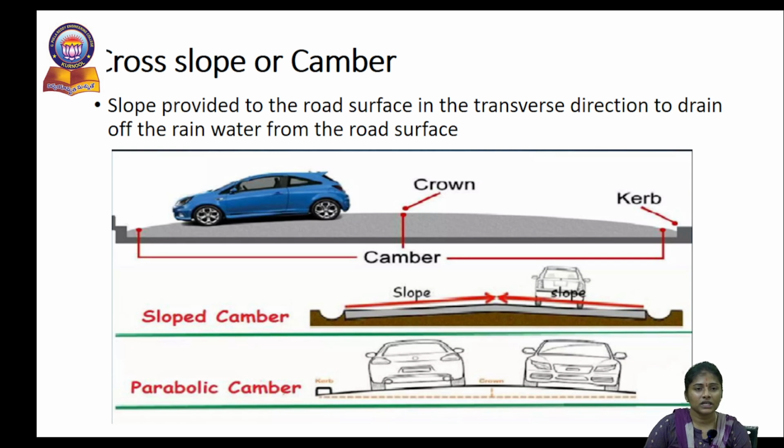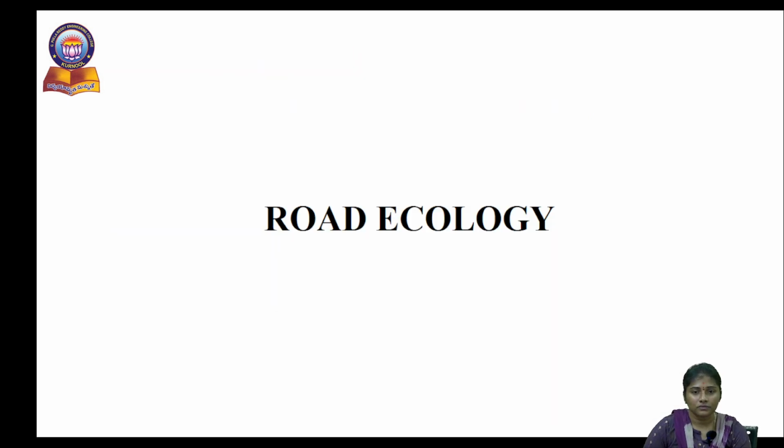The next cross-sectional element is cross slope or camber. Camber is nothing but the cross slope provided in the transverse direction on the road to drain off the rainwater. Okay, so camber is the cross slope provided in the transverse direction to the traffic. The main purpose of providing camber is to drain off the rainwater. So these are the cross-sectional elements.